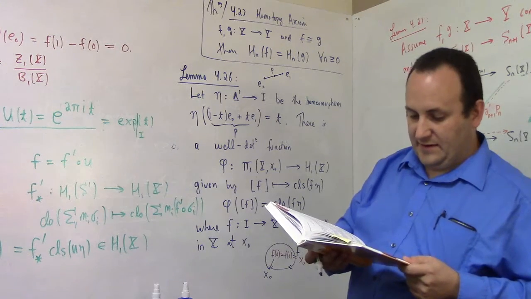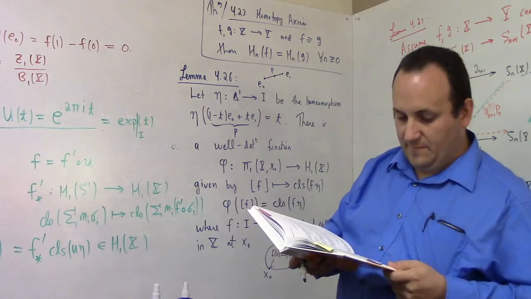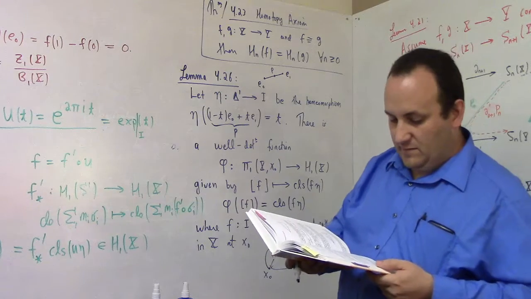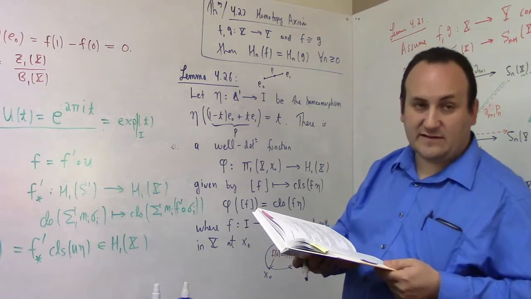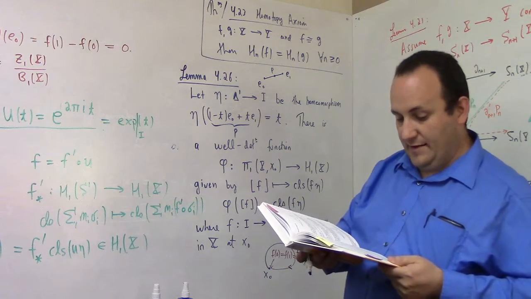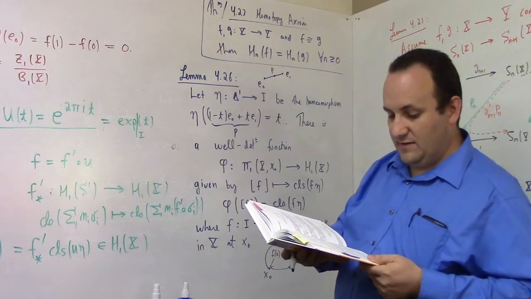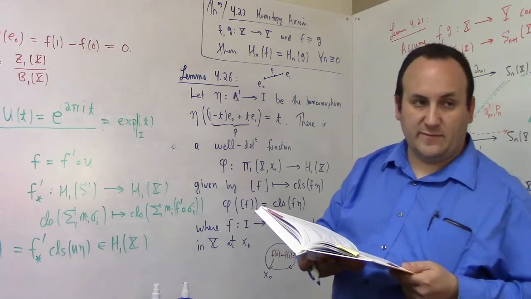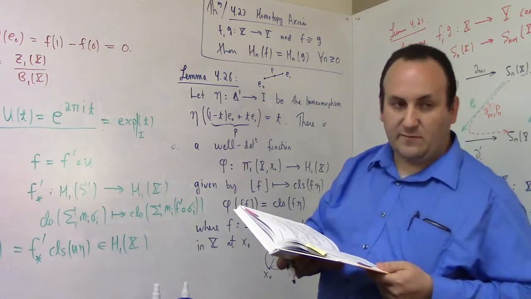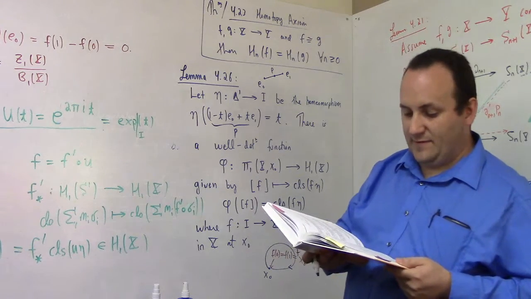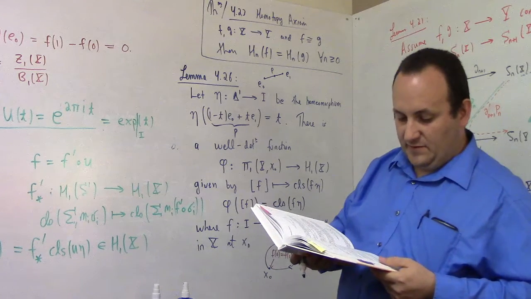If x is path connected, then the Hurwitz map, phi, is a surjection from the fundamental group based at x naught to the first homology group of x, with kernel the commutator subgroup of the fundamental group based at x naught. So he puts a prime on that. Mm-hmm. That means the commutator subgroup.